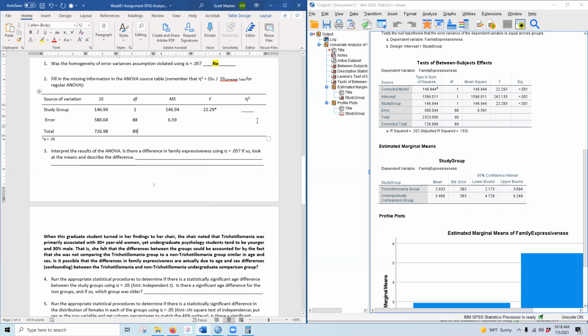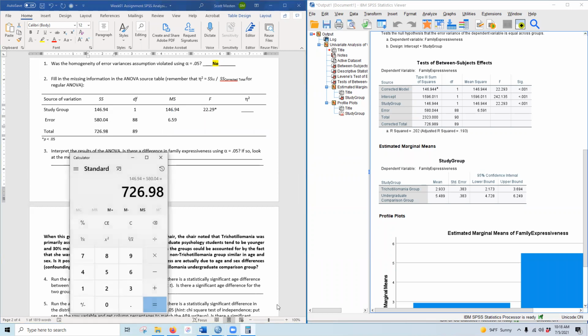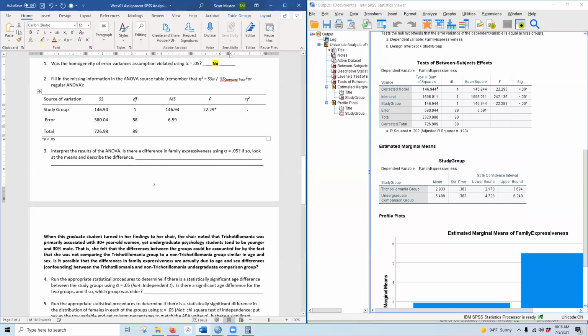So to get our eta squared, to give you a little formula, it's the sum of squares for the IV divided by the sum of squares for the corrected total. So it's the sum of squares there divided by 726.98 approximately. So let's do that. 146.94 divided by 726.98. Get 0.20 roughly, right? That's what I get. Hopefully that's what you got.